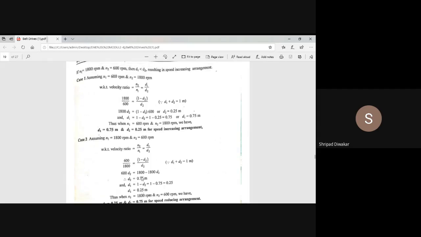For speed increase, this is how to find out the value of D1 and D2. Such kind of problem they'll ask in the examination. So, understood the problem, guys? Whatever problem I explained in the class.